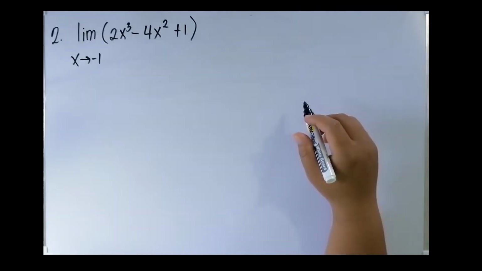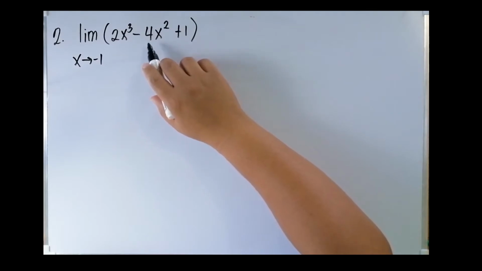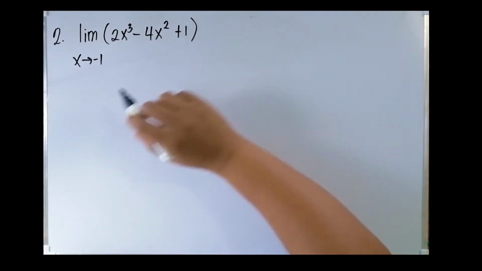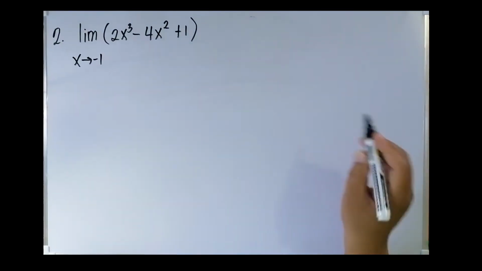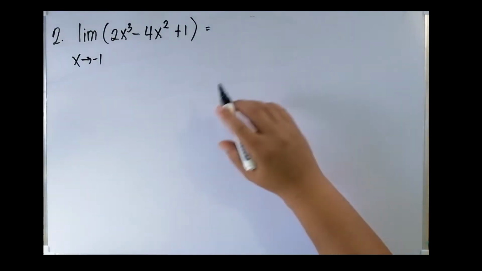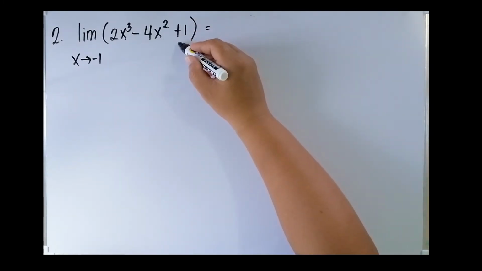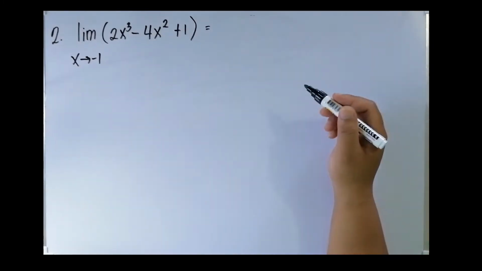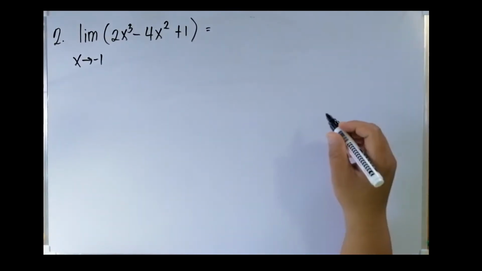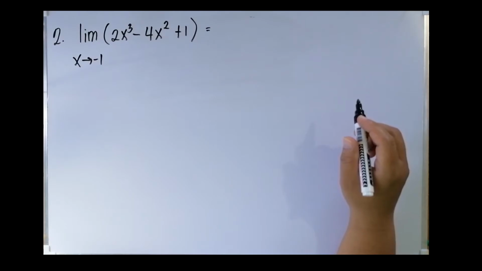So, para sa second example natin, we have the limit of 2x raised to 3 minus 4x squared plus 1 as x approaches negative 1. Since dito sa function natin, may makikita tayong subtraction and addition operation, ang gagawin natin ay i-apply lang natin yung addition and subtraction theorem.